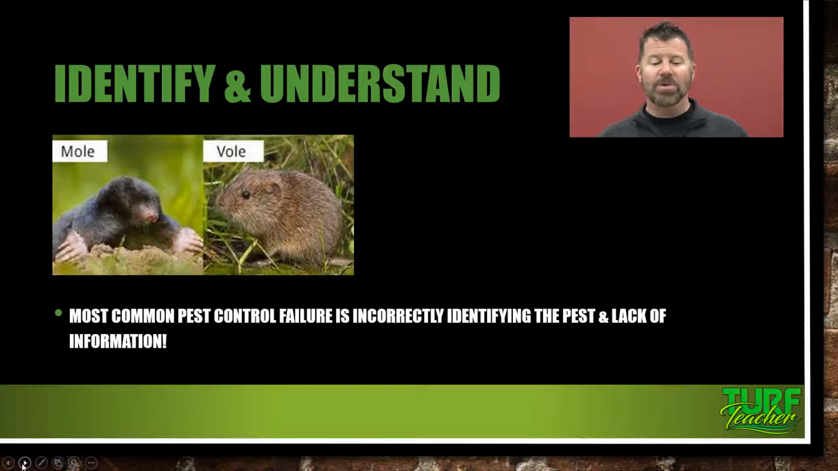Identify and understand. The most common pest control failure is incorrectly identifying the pest and lack of information. And people always get these 2 mixed up, the vole and the mole. Both of them are ugly, but I'd much rather see the vole than that mole. If I saw that thing pop up out of the ground, I'd probably freak out a little bit. But that vole, I mean, it looks like your common house mouse.